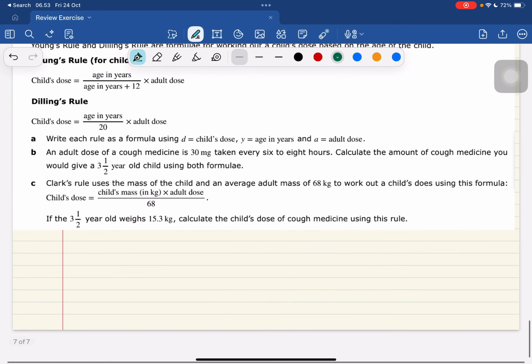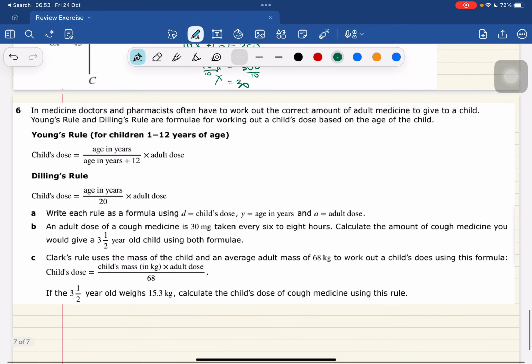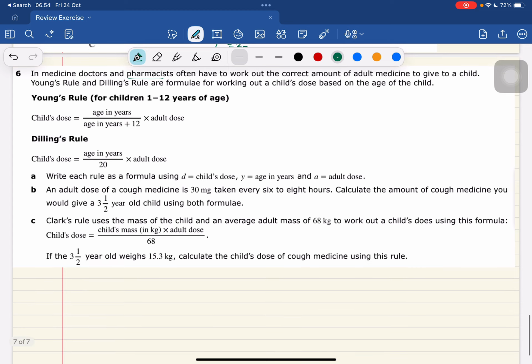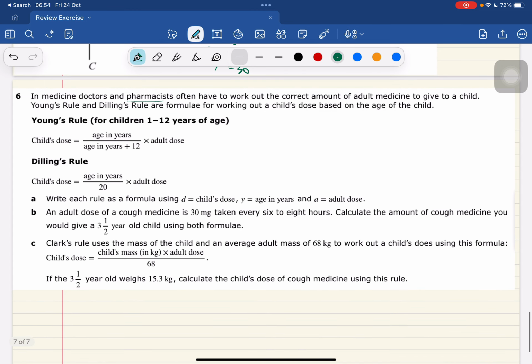Okay, number 6. In medicine, doctors and pharmacists often have to work out the correct amount of adult medicine to give a child. Young's rule and Dilling's rule are formulae for working out a child's dose based on the age of a child. Okay, we can look at it. This is for Young's rule, age of 1 to 12, and these formulas, Dilling's rules. Okay, age in years.